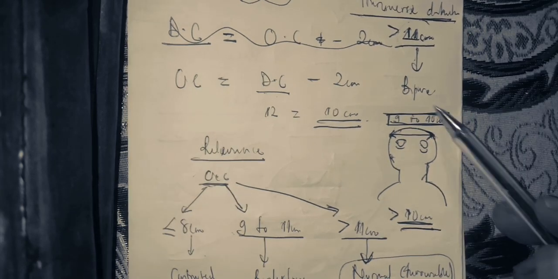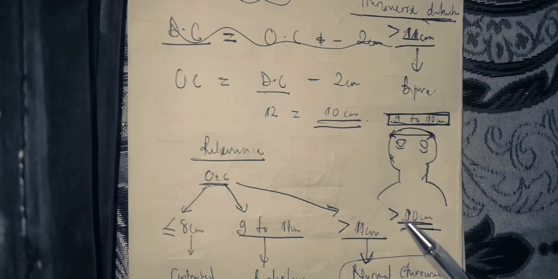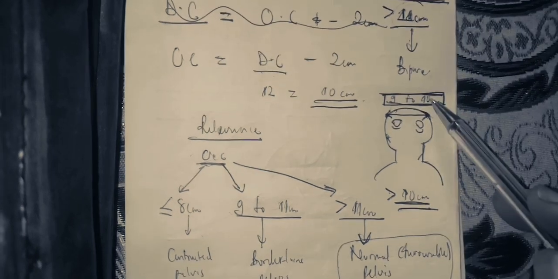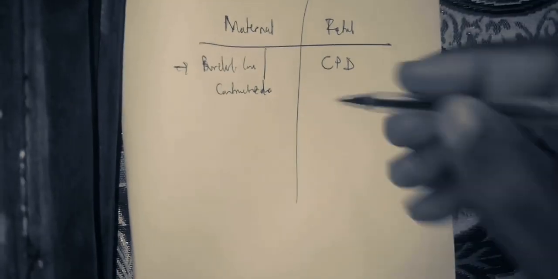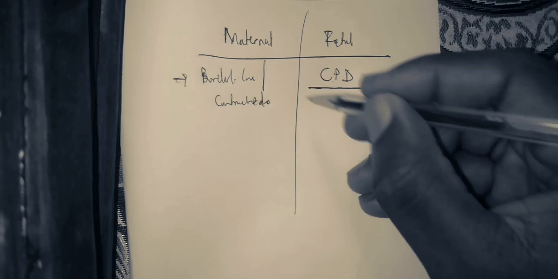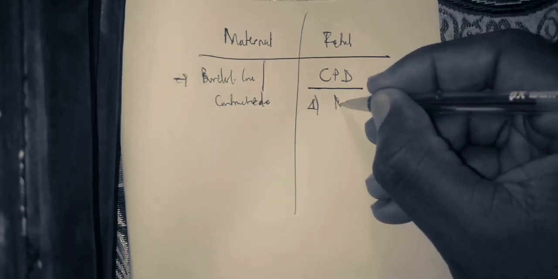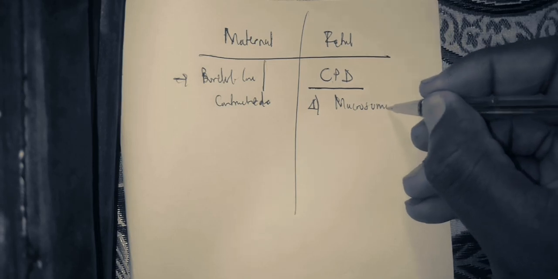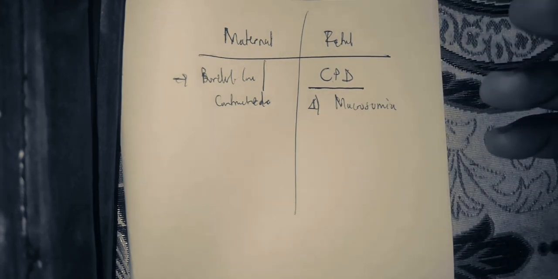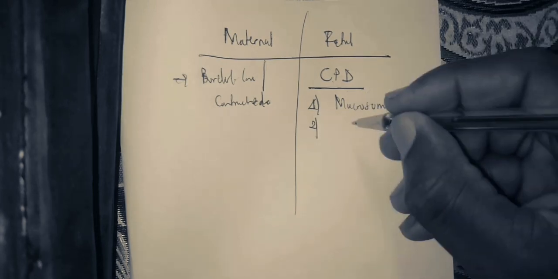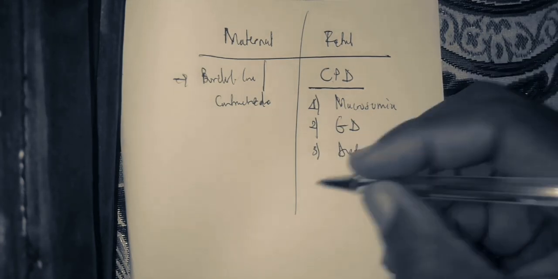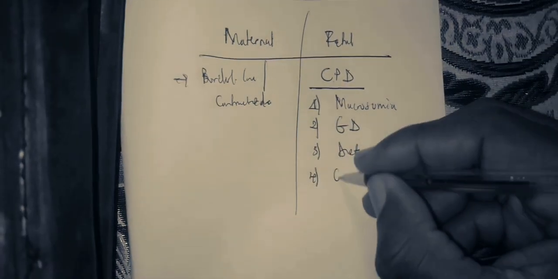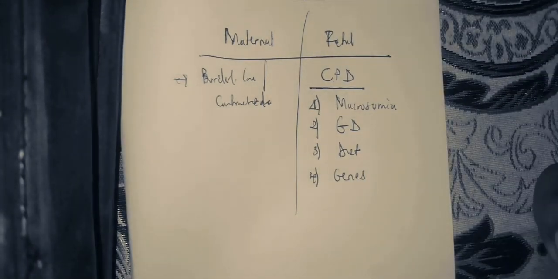But now if the child instead has a biparietal diameter which is greater than 10 centimeters, and the mother has a normal or favorable pelvis, but the child cannot pass because the head is greater than 10 centimeters, that one is called cephalopelvic disproportion. Is it clear? And there are risk factors for cephalopelvic disproportion. The first one is macrosomia, and all the risk factors of fetal macrosomia. We can have gestational diabetes, we can have the diet of the mother. Is it clear? We can have the genes of the parents. It's mostly the genes of the father.